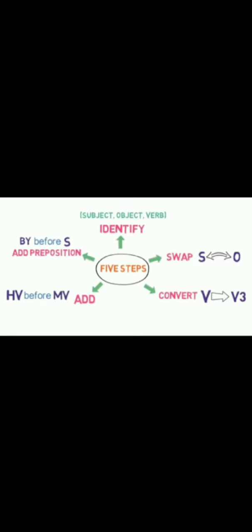Let's revise. Here are 5 rules. Number 1, you need to identify subject, object and verb of the sentence. Then you need to swap subject with object and object with subject. Then we use the past participle form of the verb, that is the third form of the verb. We'll add the preposition by before the subject, and we need to change our helping verb which is placed before the main verb as per the new subject, or our previous object.